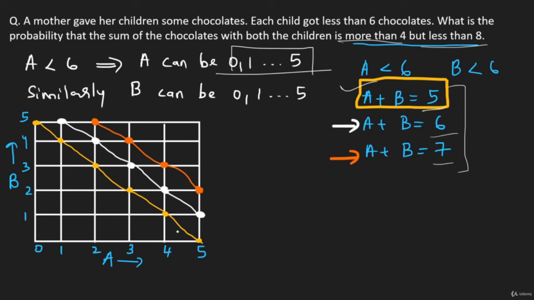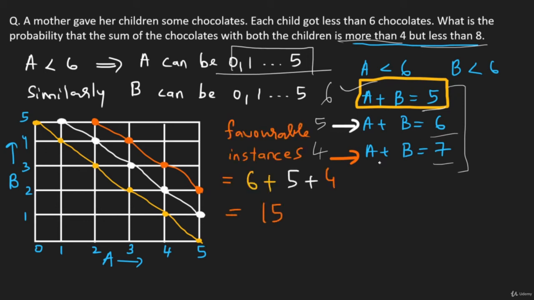Over here we have seen that 1, 2, 3, 4, 5, 6. We have 6 cases over here. What about here? 1, 2, 3, 4, 5. That's 5 cases over here. And in the case of a plus b is equal to 7, we have 1, 2, 3, 4. 4 favorable cases. Therefore, the total favorable instances is 6 plus 5 plus 4, which is equal to 15, right?